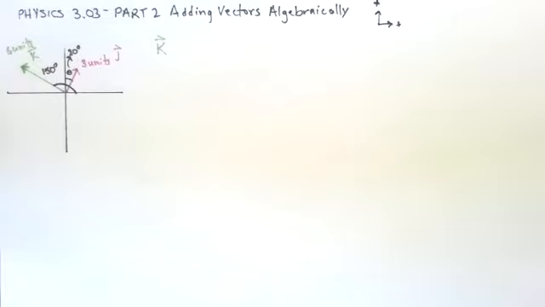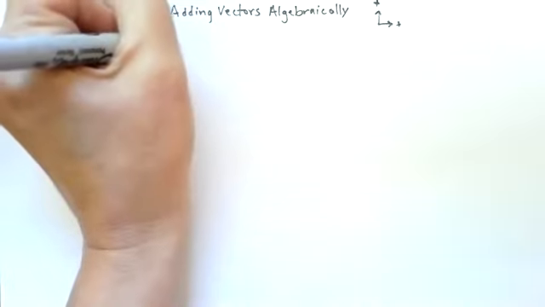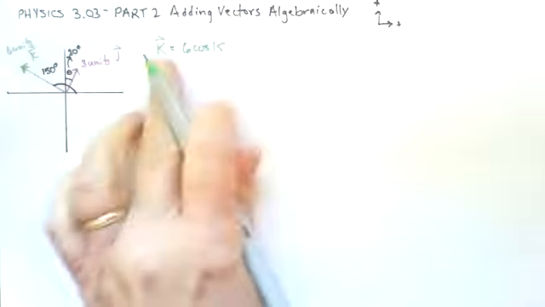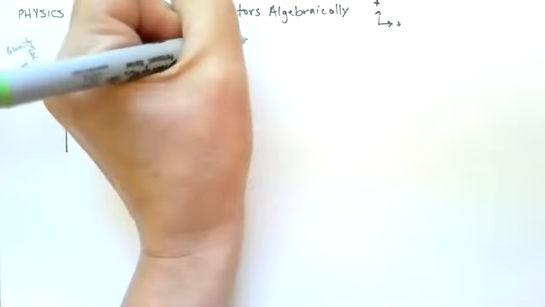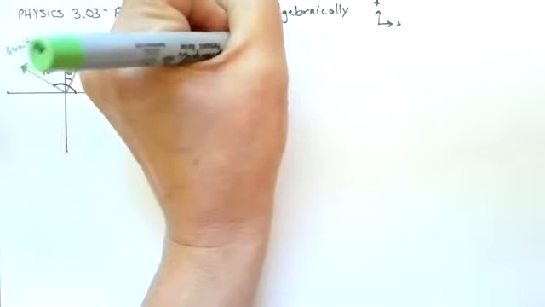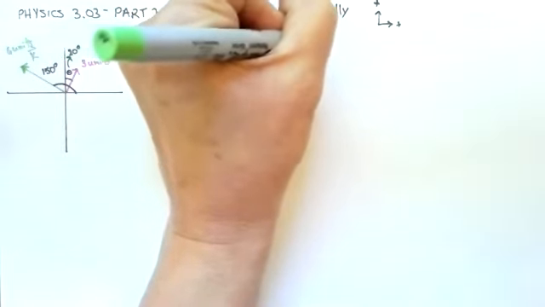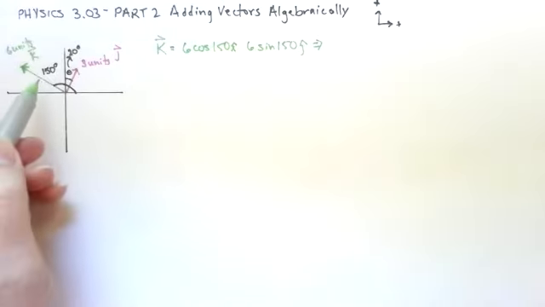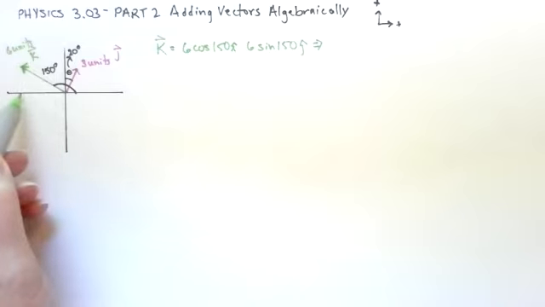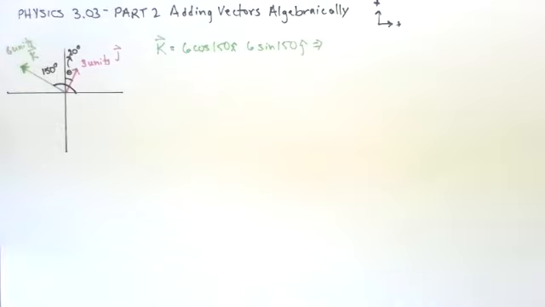So for vector K, I'm going to put in 6 cosine 150, and I'm not going to assign any sign. And I'm going to do a 6 sine 150 j, because when we simplify it, I want to show you what would happen. Now, if I was doing the 30-degree angle, when I do the component, I would say that my Kx has to be negative and my Ky has to be positive. But look what happens when you punch this in your calculator.